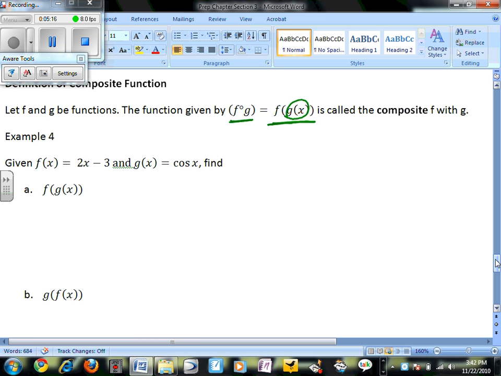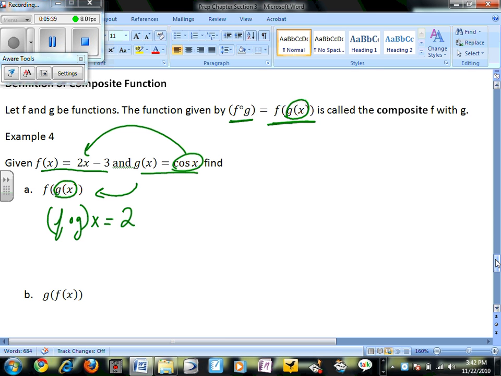It says f of x equals 2x minus 3 and g of x equals cosine of x. We want to find f of g of x. So what we're going to do is anywhere we see x in f of x, we're going to plug g of x in. So we're going to plug cosine in. So we're going to say that f of g of x equals 2 times cosine of x minus 3. And that is f of g of x.